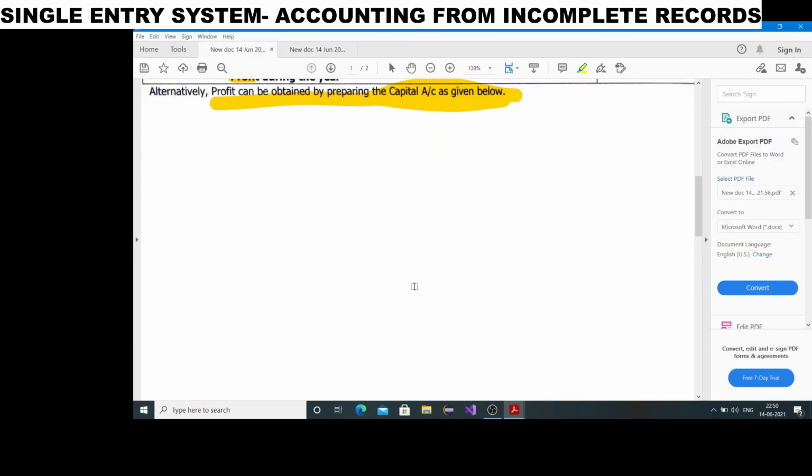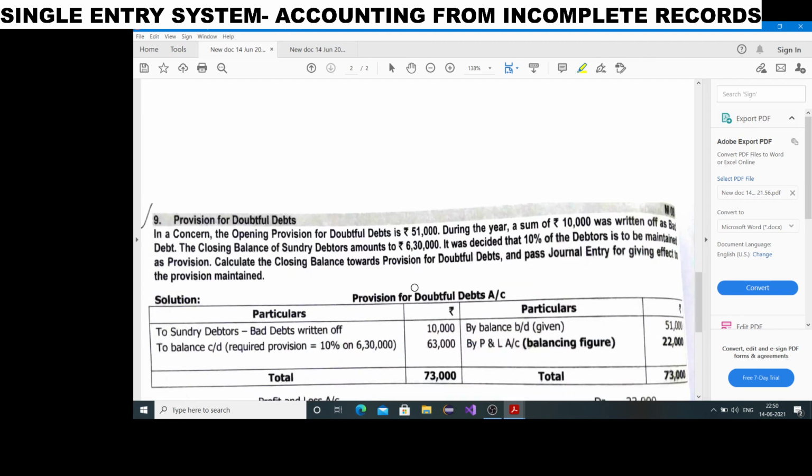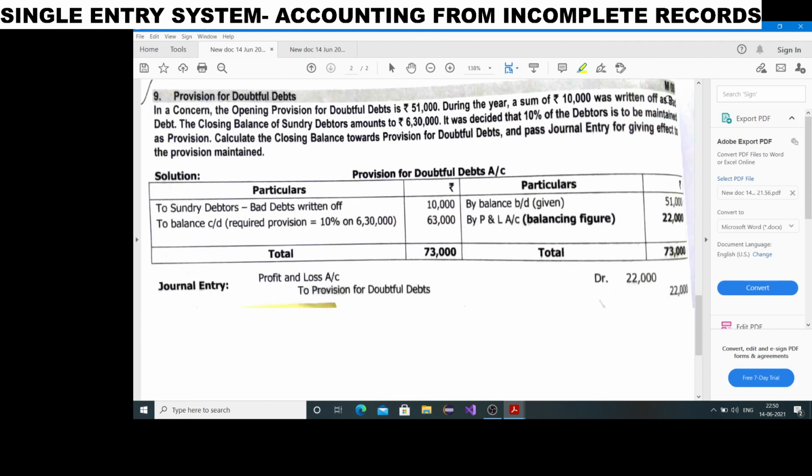I'll show you a provision for doubtful debts question. This question came in May 2008. This is the opening provision for doubtful debts, which we have written as by balance b/d. A sum of 10,000 was written off as bad debts. When the amount of bad debts was written off, it will be written off from the provision for doubtful debts. So provision for doubtful debts account debited to bad debts written off account, 10,000. The closing balance of sundry debtors is 6,30,000.